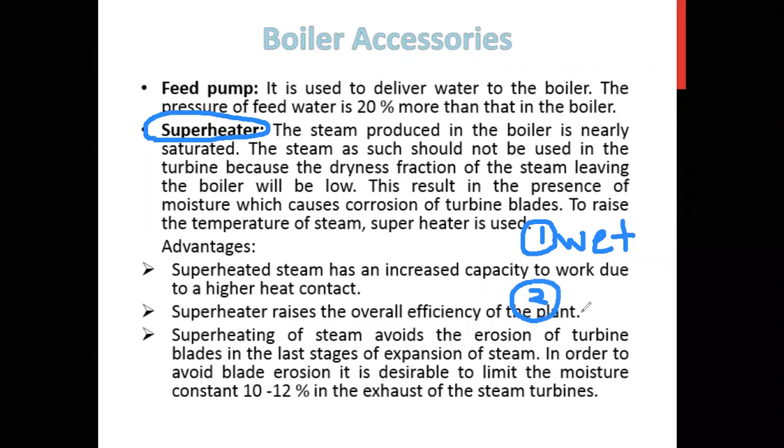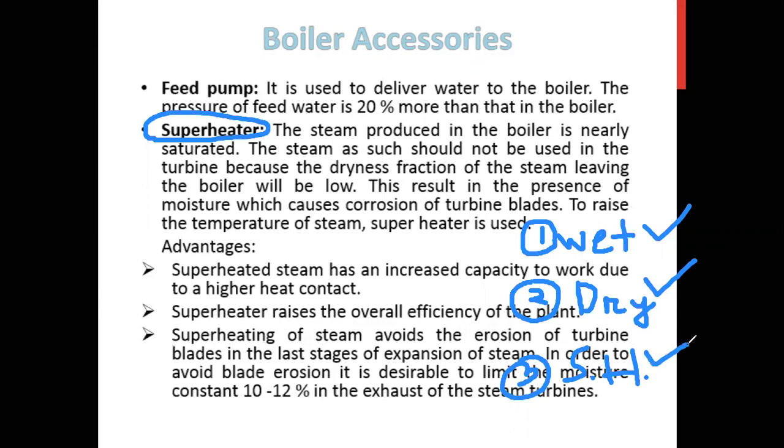The second stage is the dry steam. And the third one is the superheated steam. Superheated steam, my student, I write SH. One is wet steam, the second is dry steam, and the third is superheated steam. At first the steam becomes wet, after that, if we give more heat, it becomes dry. Then if you continue to give heat, it becomes superheated.